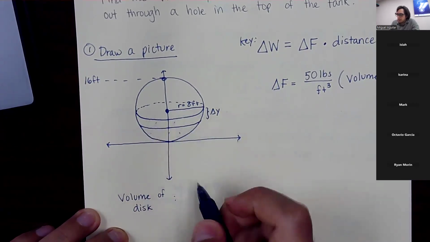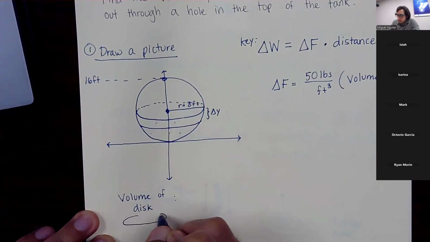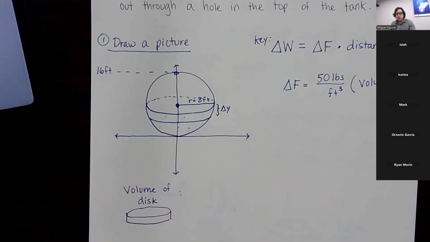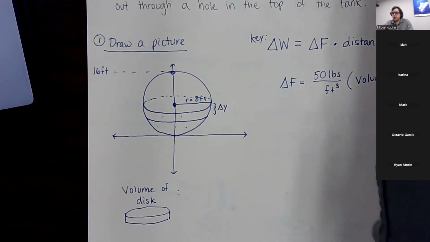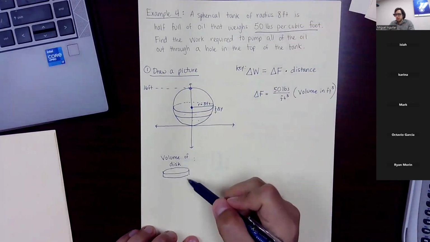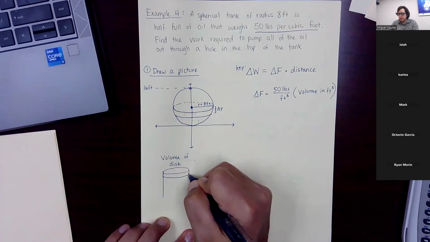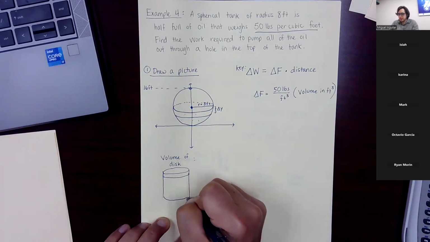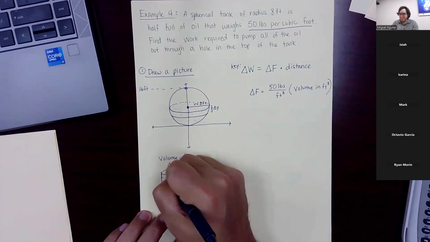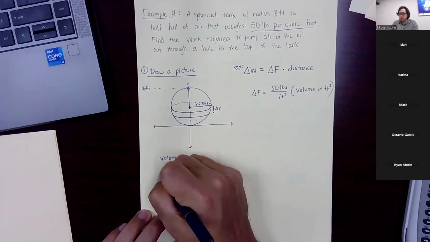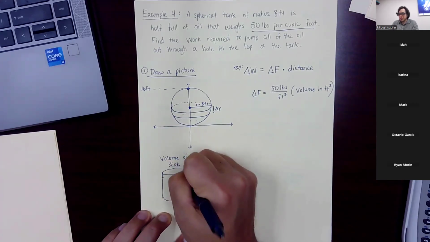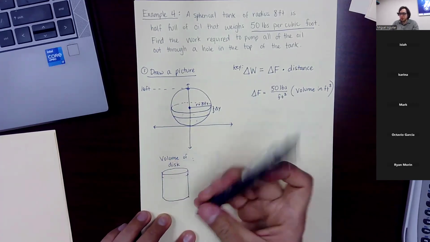Well, if we have this disk, what is this shape? Would it be helpful if I elongated it like that? Right, I'm sort of exaggerating the delta y, the thickness of the disk. But what is this general shape?